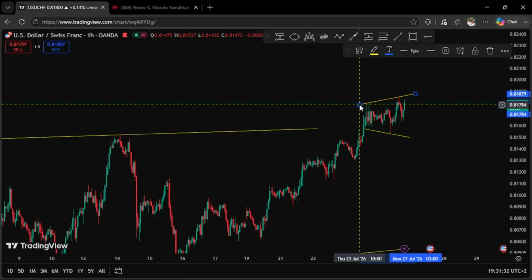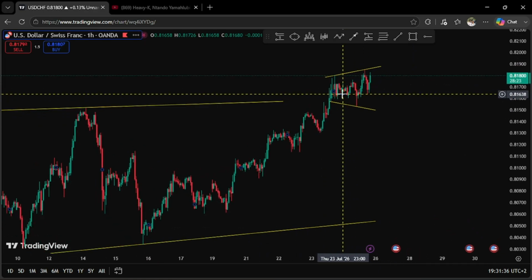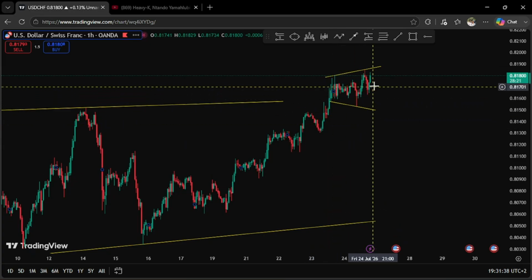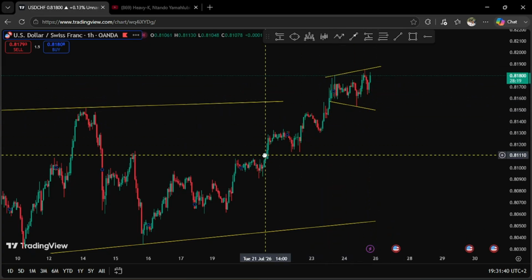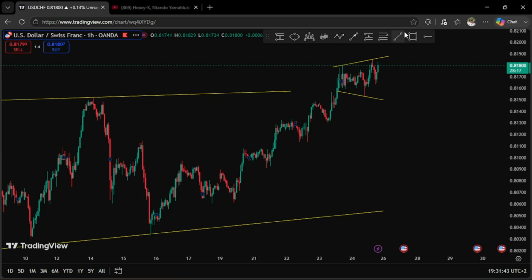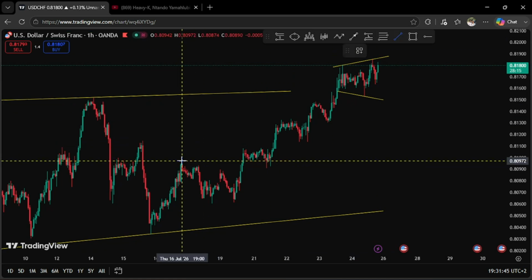I'll just draw it something like this, because you know why? It's an expanding flag also. I'll just say here's a bullish expanding flag. So now let me just draw the other flags also, the ones I'm seeing here, the most obvious ones.